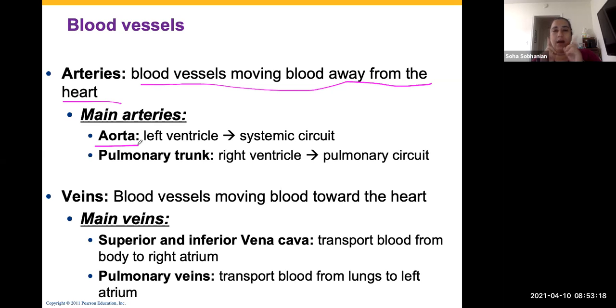What is the type of blood, which means oxygenated versus deoxygenated, that is found on the left side of the heart? What type of blood is on the left side of the heart?